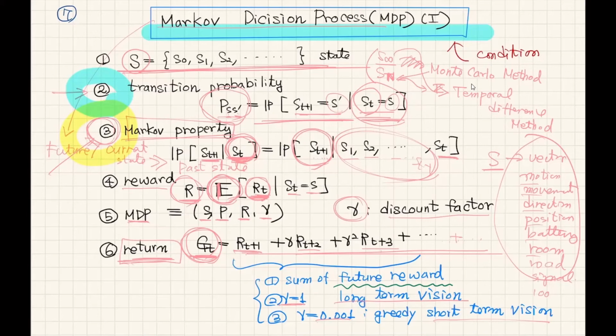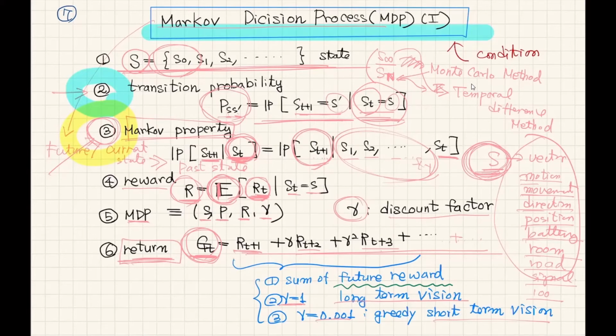And when you are designing the state, this state has to have a good amount of information to make the next state. So when you are designing the state in reinforcement learning, it has to have a good amount of information. Let's assume that we want to make a reinforcement learning for a robot. It has the S state, which could be a vector or tensor. It has to have information about motion, movement, direction, position, battery, room condition, and road or signals or sensors. All the information has to be included in the state.